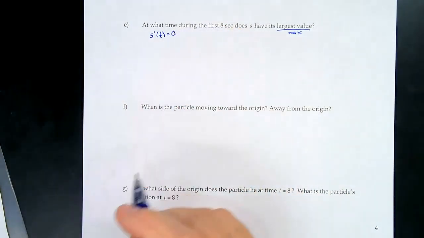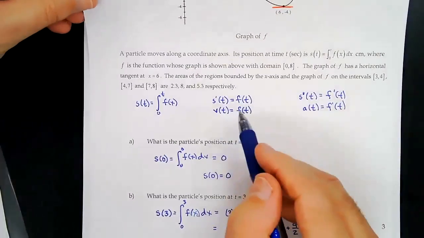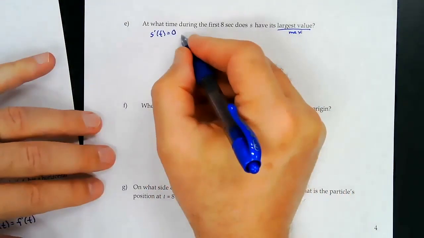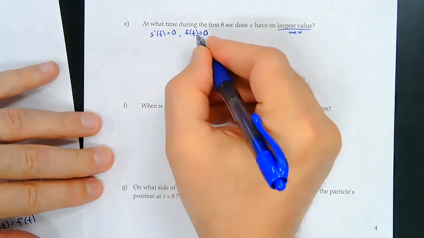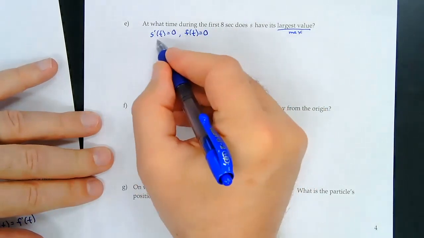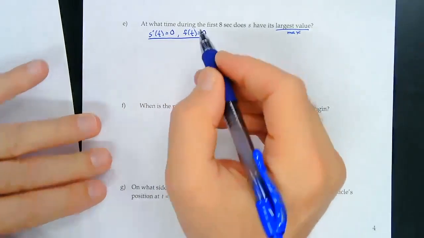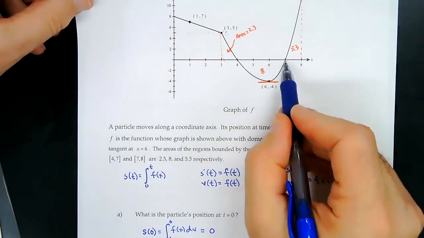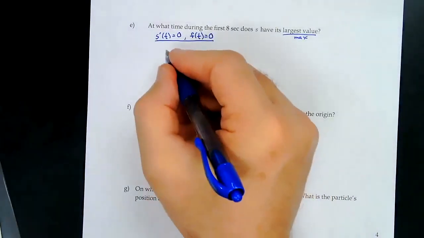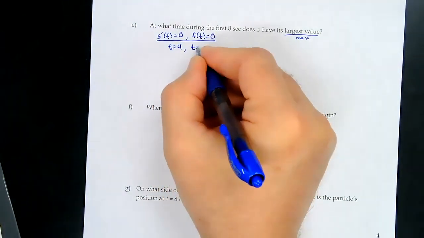Okay, so s prime of t is, what are we looking at for the graph? S prime of t is f of t. So we're also looking at, where is f of t equal to 0? And that will tell me where s prime of t is equal to 0. Those are our critical values. And so f of t is equal to 0 at t equals 4 and also t equals 7. So this is going to happen at t equals 4 and t equals 7.